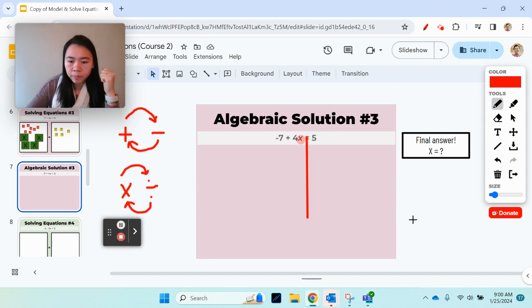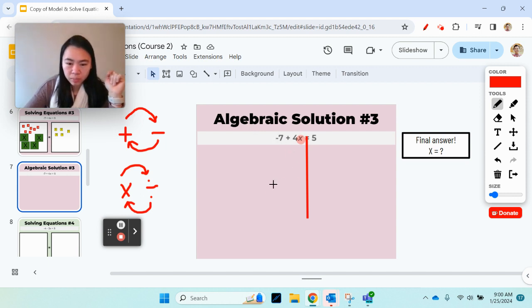Okay, here we are. What is happening to your variable? So our variable is x. On this side of the variable, we have that -7 we have to get rid of. We have this 4 we have to get rid of. So we're going to check for multiplication, addition and subtraction first.